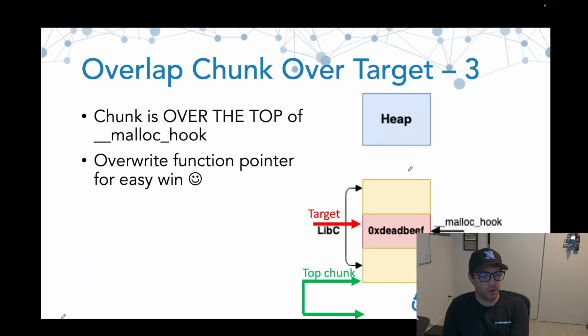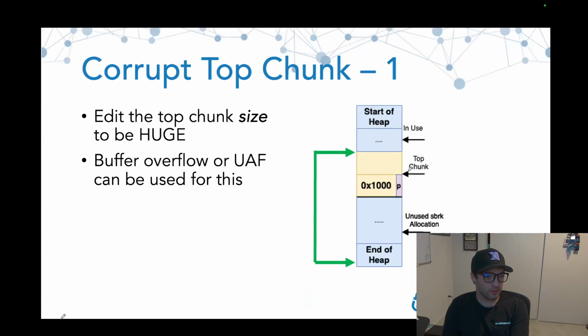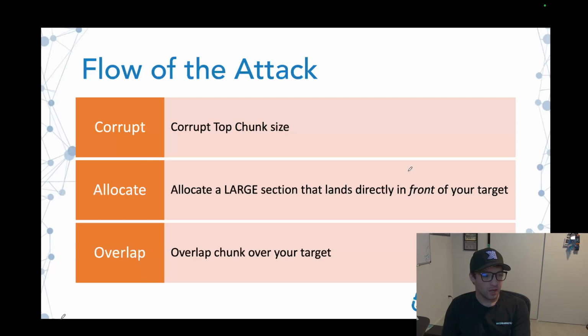So that is the House of Force. To recap, the first part is about corrupting the top chunk. After you've done that, you need to allocate a very large section directly in front of your target. And to finish the exploit, you need to overlap the chunk over the top of your target.